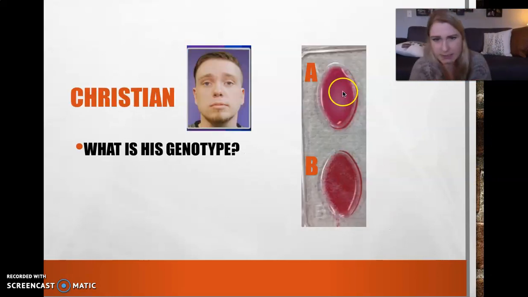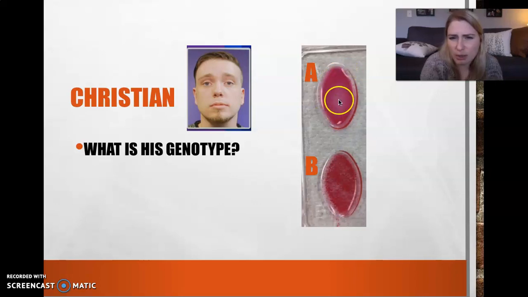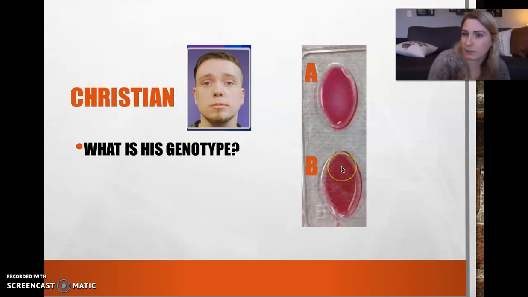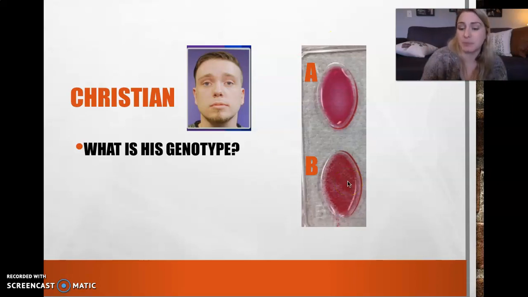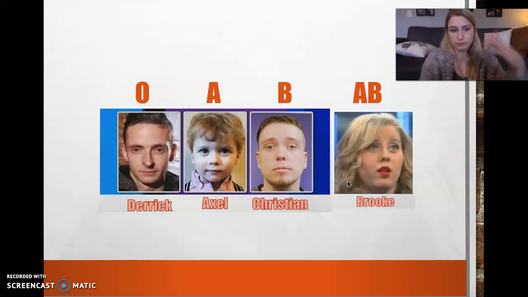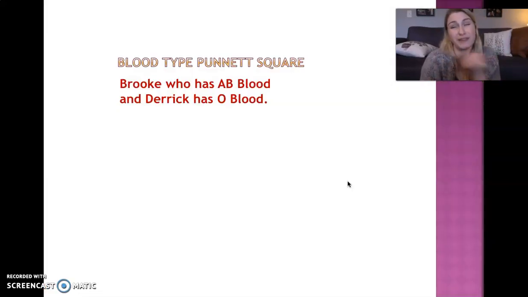Christian, looking at his, he has no clumping in the A, but he does have clumping for the B, which means that he has the B name tag. He has B blood. So he is either going to be homozygous dominant B or heterozygous B. We do not know his genotype yet. All we know is that his phenotype is B blood. So Derek is O blood, Axel is A, Christian is B, Brooke is AB. If you want clarity over how we got those earlier, go back and listen to those slides again, and that will hopefully help explain it.